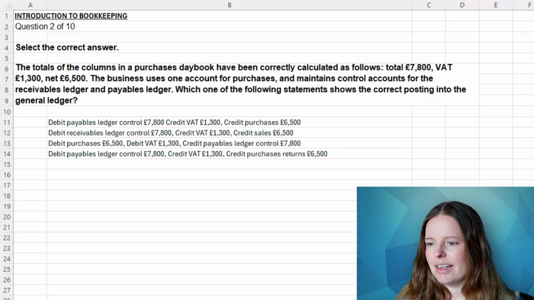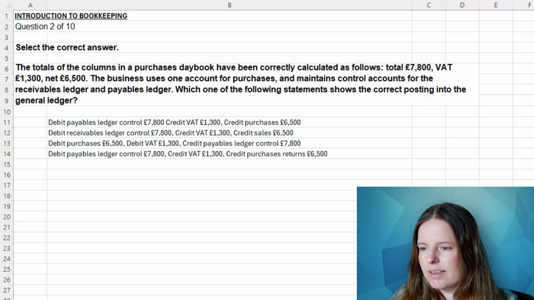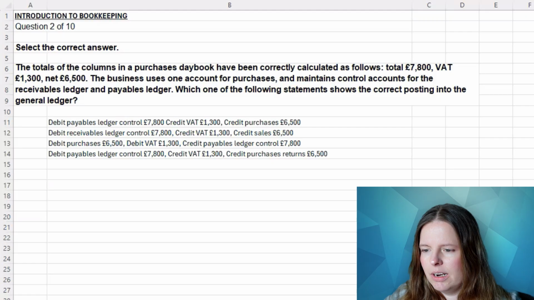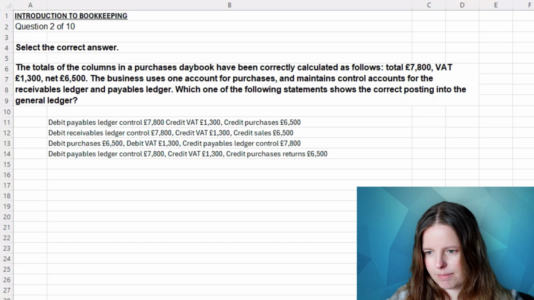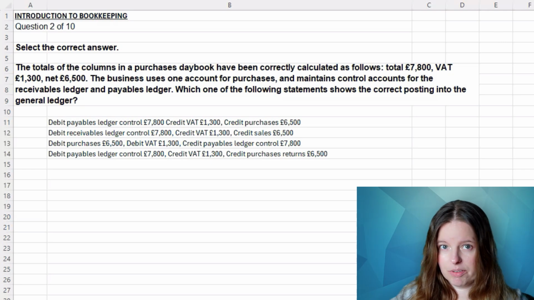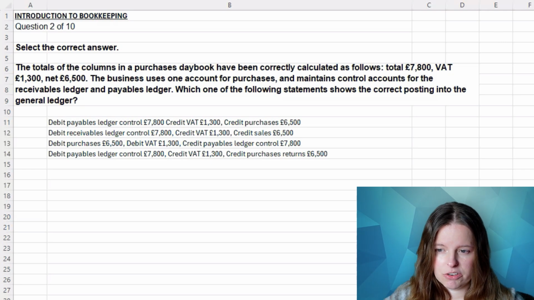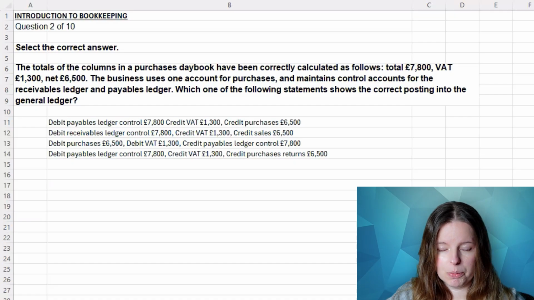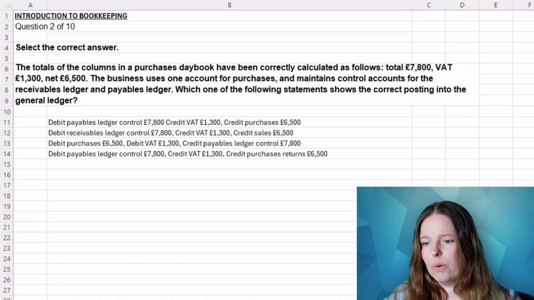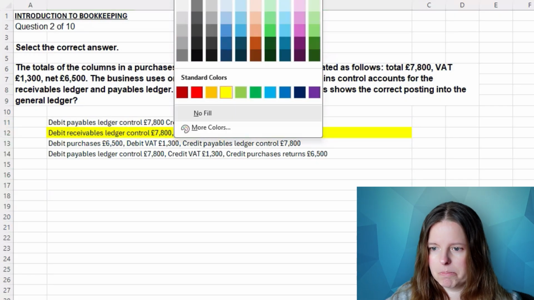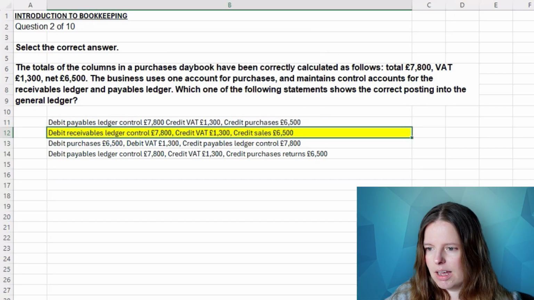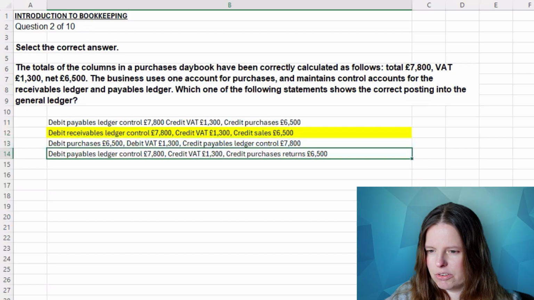Let's dive in. Firstly, we've got debit payables ledger 7,800, credit VAT, credit purchases 6,500. As we said before, this here is a purchase day book, so this is showing amounts that we owe out to suppliers. So straight away, we can ignore debit receivables. Anything to do with receivables, let's ignore it. Have we got another one? No, so just that one.